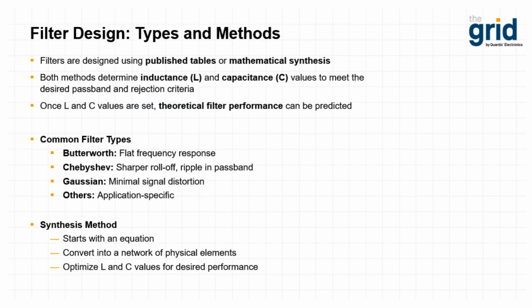When you design a filter, any kind of filter, a lot of times you'll start with a table. You'll select the type of filter that you want, the type of response that you want. Chebyshev, Butterworth are some examples, Gaussian, that kind of thing. And you can use tables that will give you the numbers that you can use to generate typically the inductive and capacitive component values that you need to create that style of filter.